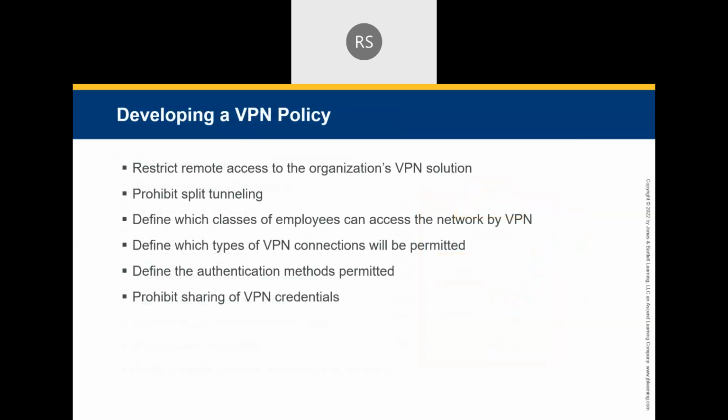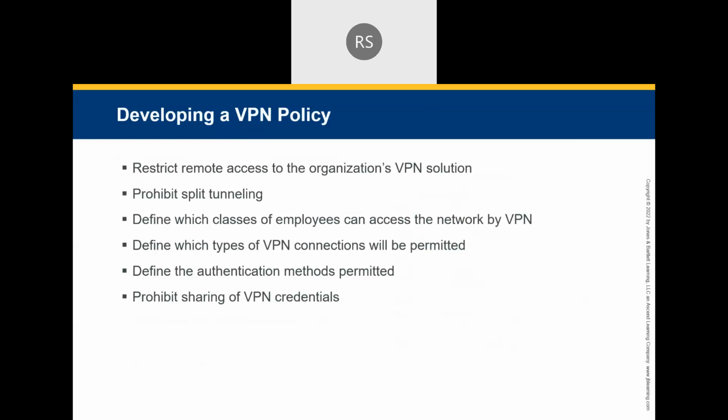You also want to clearly outline which classes of employees or users are allowed to access the network via the VPN. So you want to specify the roles and permissions accordingly. You also want to specify the types of VPN connections that are permitted within the organization. These could be either site-to-site VPNs or client-to-site VPNs, and you do this based on the security and operational requirements of your organization.